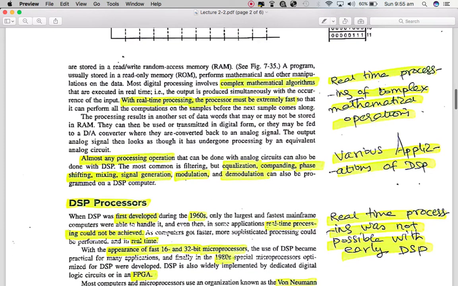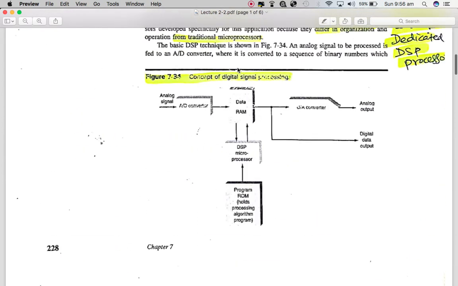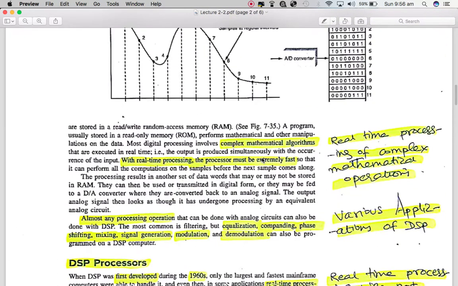We have various kinds of operations which can be performed with the DSP. Some complex mathematical operations can be performed, and some simple addition, subtraction, and multiplications can be performed. We have various applications of DSP which can be used for signal equalization, companding, phase shifting, mixing, signal generation, modulation, demodulation. As told earlier, these are different terminologies which are used in communication and electronics, and for that we can have some dedicated analog circuit. But in DSP we normally do their processing in the digital way in an ideal manner, and in that way we can perform a more ideal operation of these terminologies in the DSP with the help of a computer, as told in this block diagram of digital signal processing.